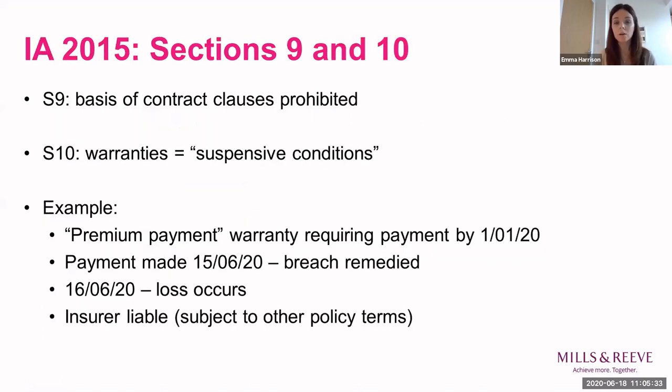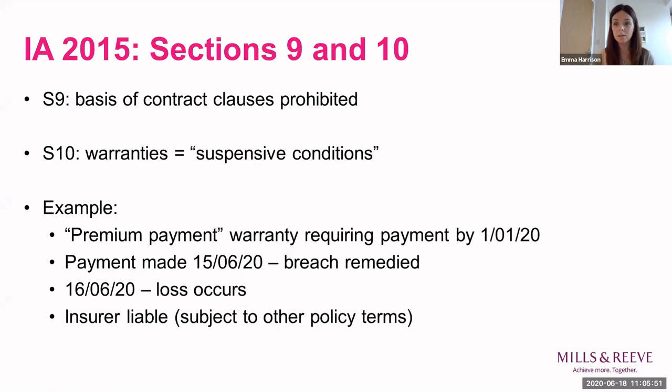So what's the position now? How has this changed? Well, under the Insurance Act, the law relating to warranties has changed significantly. So first of all, and very importantly, Section 9 of the Act has abolished basis of contract clauses completely. They attracted a lot of criticism from the court, so it's not surprising that they were abolished completely.